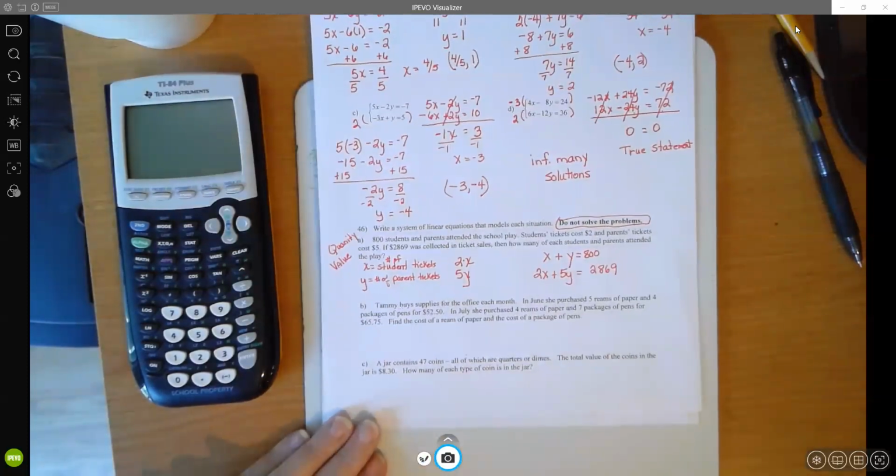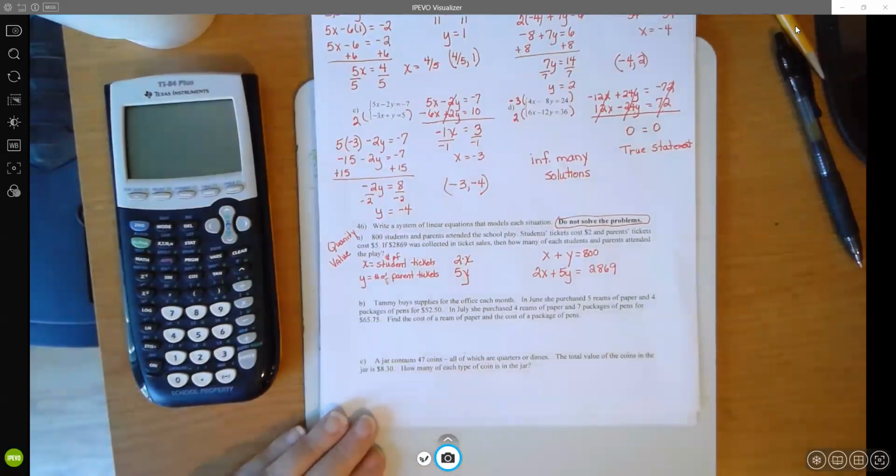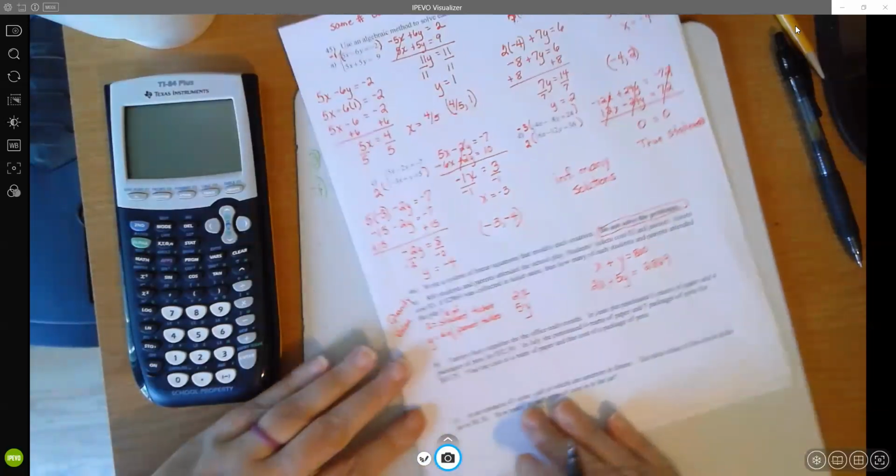Okay, let's look at letter B. In letter B, Tammy buys supplies for the office each month. In June, she purchased 5 reams of paper and 4 packages of pens for $52.50. In July, she purchased 4 reams of paper and 7 packages of pens for $65.75. Find the cost of a ream of paper and the cost of a package of pens.